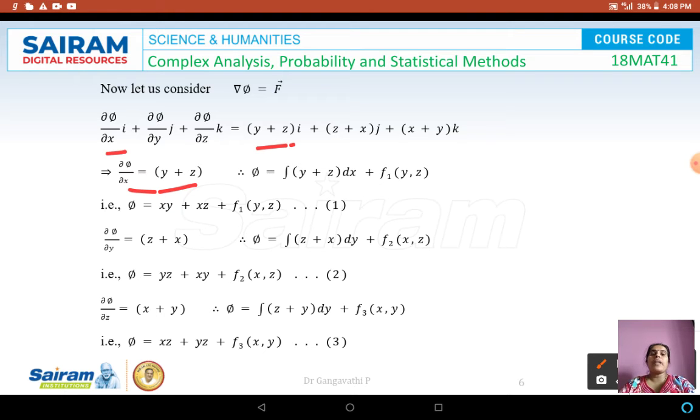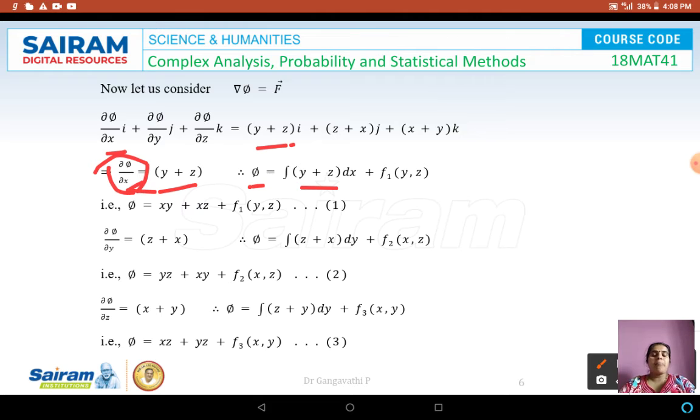Our aim is to find phi. So we need to eliminate del by del x from this term. So how do we eliminate the derivative? Elimination of the derivative is possible by integrating it, the inverse process. So integrate with respect to x, because the independent variable here is x. We get phi is equal to the integration of (y plus z) with respect to x.